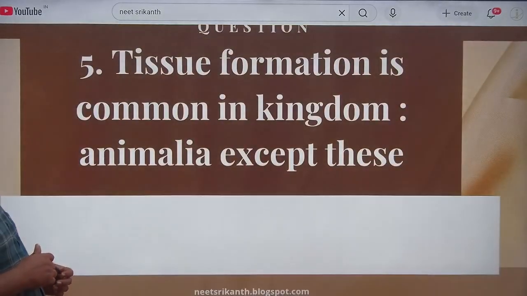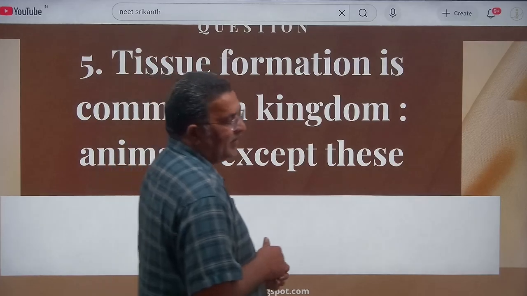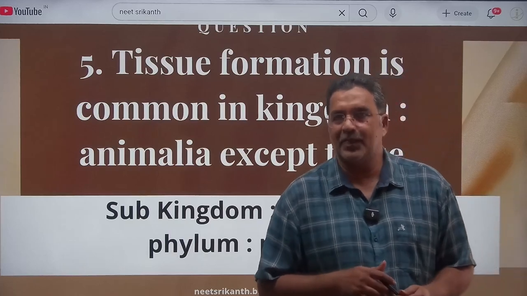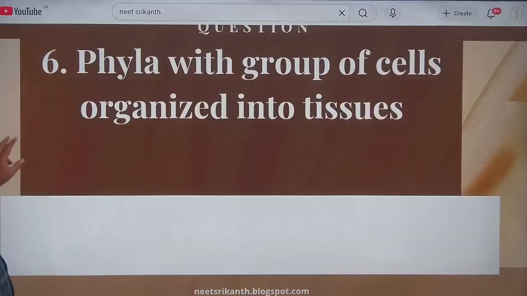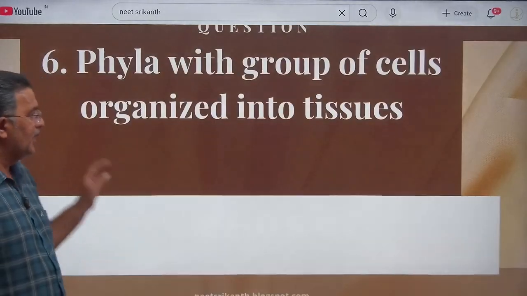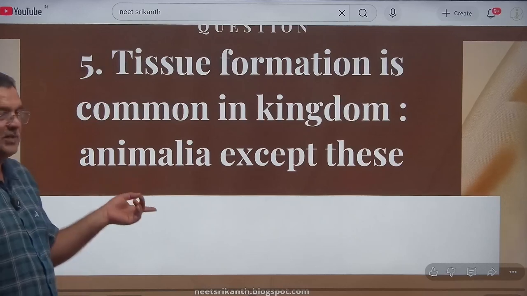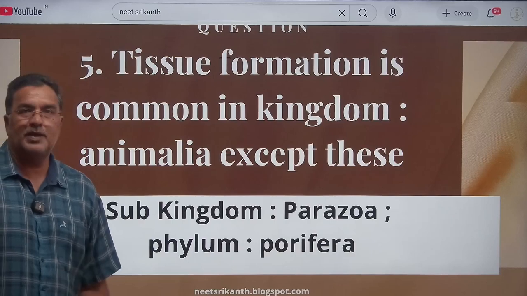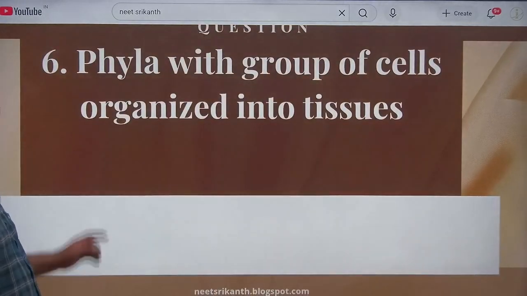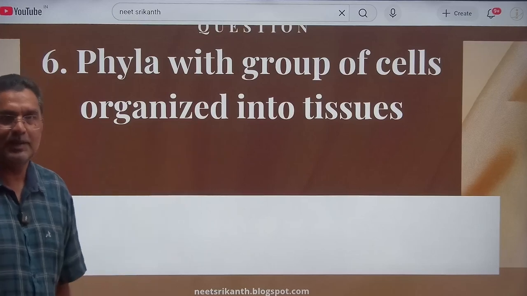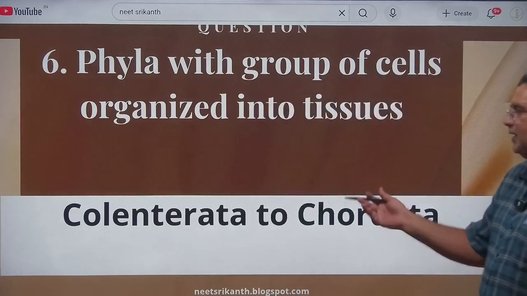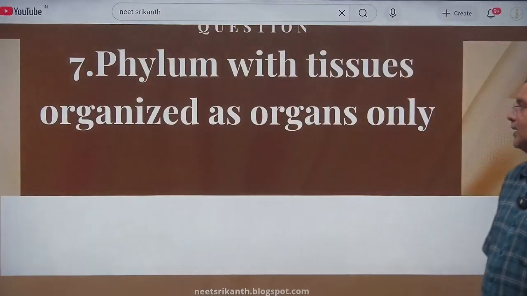Next, tissue formation is common in Kingdom Animalia except these. Again the same question. Except subkingdom Parazoa, all the remaining have tissue formation. Tissue formation is common in total subkingdom Eumetazoa. So except these, that is subkingdom Parazoa, phylum Porifera. Next question, phyla with group of cells organized into tissues: the total subkingdom Eumetazoa, that means phylum Cnidaria or Coelenterata to Chordata.